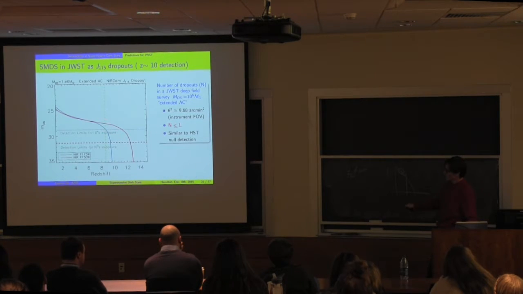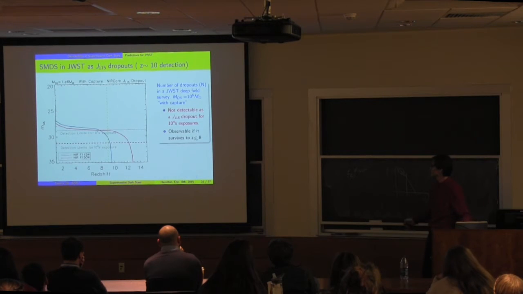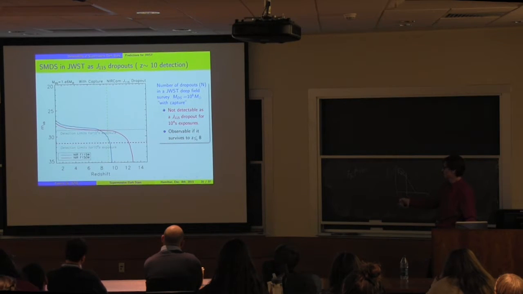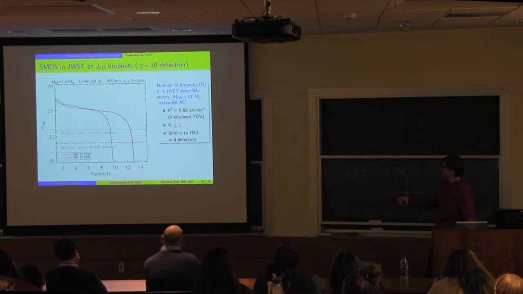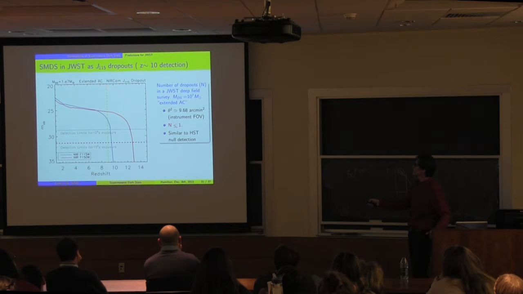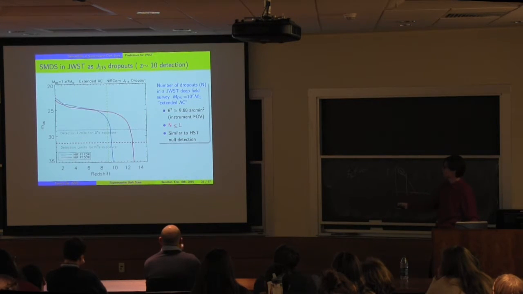each individual such object, as you can see, is detectable as a J-band dropout in the NIRCam F115W filter. With capture, again, they are barely detectable as a dropout for 10 to the 4 seconds exposure. For 10 to the 6 seconds, they are detectable as a dropout. However, the bound is going to be stringent as before, so they're going to be less than 1. For the 10 million solar masses extended adiabatic contraction, again, because HST has not seen them, JWST won't see them at Z equal 10. And the same with capture, won't see them.